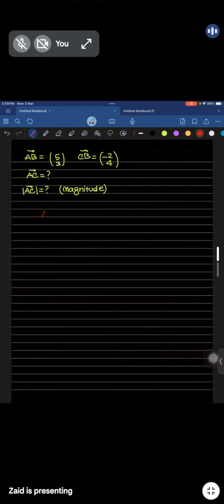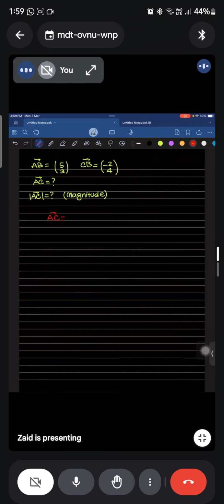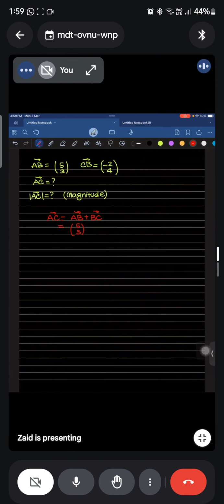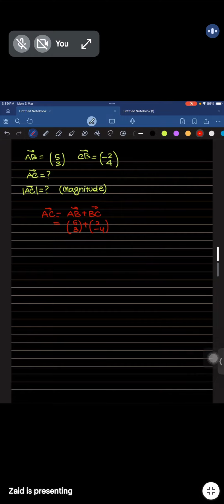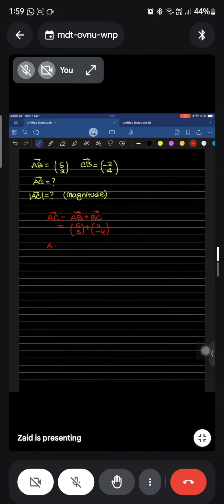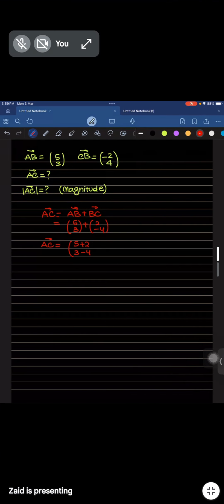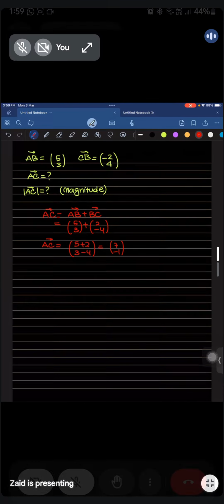AC is going to start from A. So AB, okay, that's fine, starting from A. And then flip BC. Nice. Very good. So AB is 5, 3 plus, shift the signs, it's 2 and minus 4. If CB was minus 2, 4, we just reverse the signs. Very good, Amar. So that's going to be 5 plus 2, 3 minus 4. So that's coming out to be 7 and minus 1. Is that clear to all of my kids?